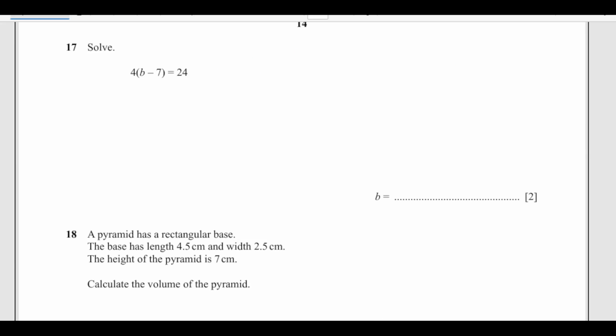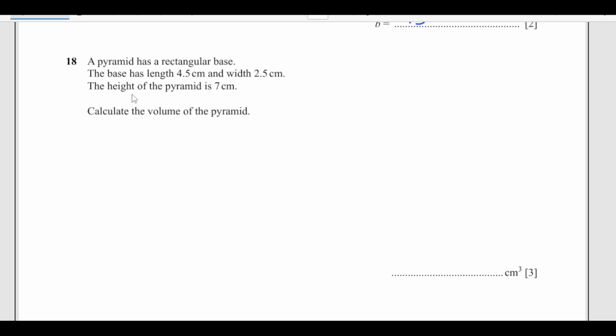Now solve 4(b minus 7) equals 24. So there are two ways, either you expand the bracket first or you just divide by 4 on both sides. So I am dividing both sides by 4, right? So 4 and 4 is gone, b minus 7 equals 6. So b is equal to 6 plus 7, it is 13. So b is 13, right?